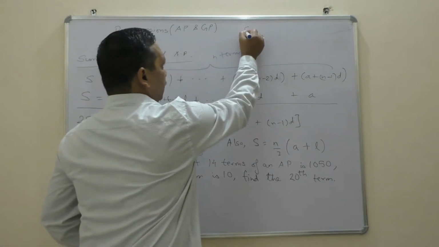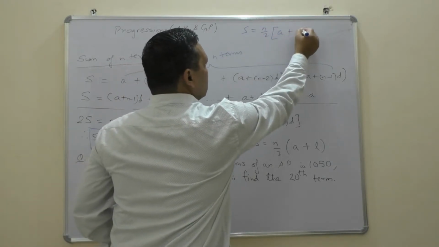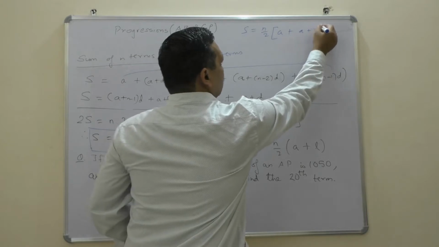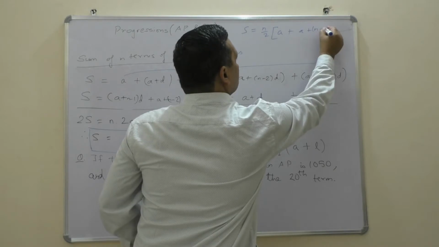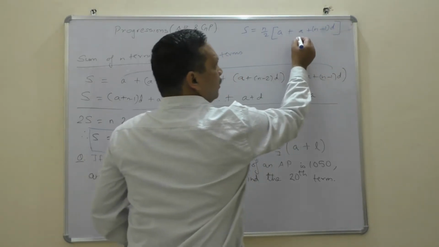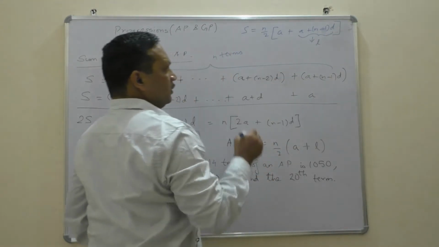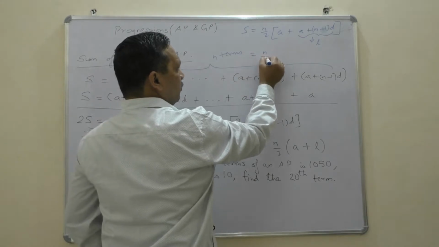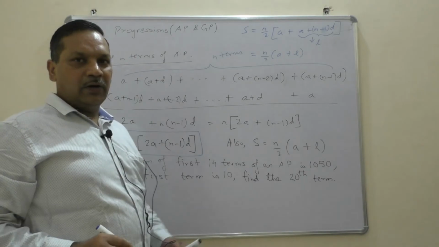Now I can write it here. S is equal to n by 2 into a plus, a plus (n minus 1)d. Clear? Okay, now what is this? Suppose I take this whole as the nth term, or the last term, L, say. Then what do I get? S is equal to n by 2 into (a plus L). That means very simple. Are you getting it?